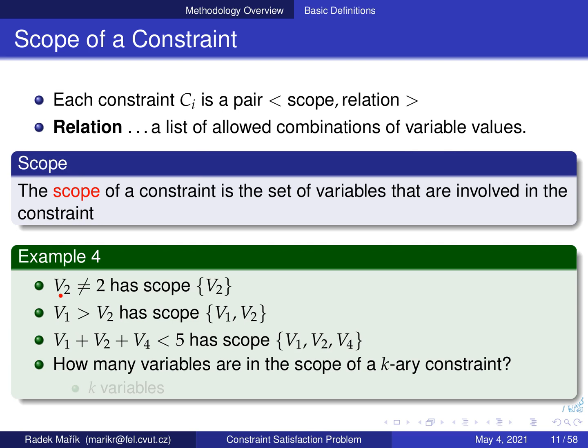So, for example, v2 is not equal to 2, that constraint has a scope {v2}, just one variable. This v1 is greater than v2 has a scope of these 2 variables. And here we have a ternary constraint, which has scope v1, v2, and v4. The quite easy question is how many variables are in the scope of the k-ary constraint. Of course, I think that everybody can estimate that it is k variables. That is the scope.